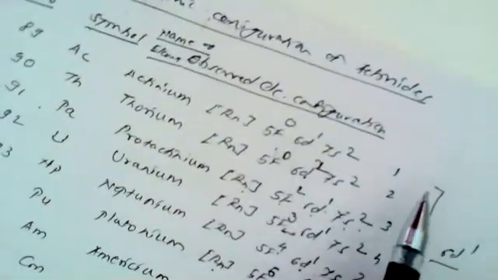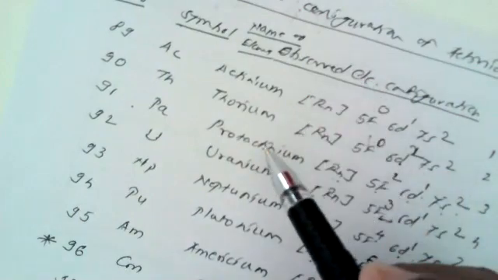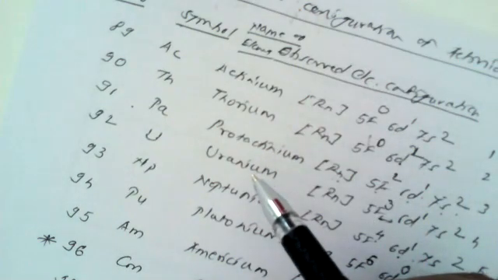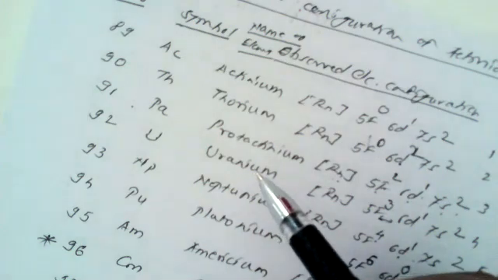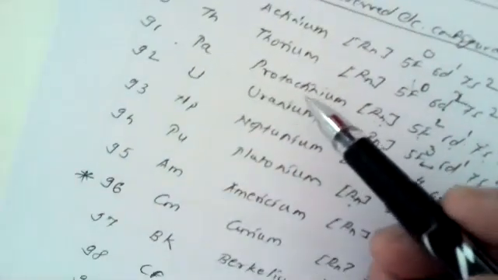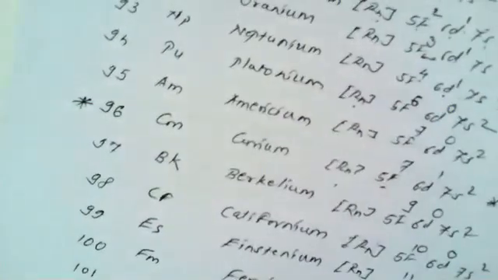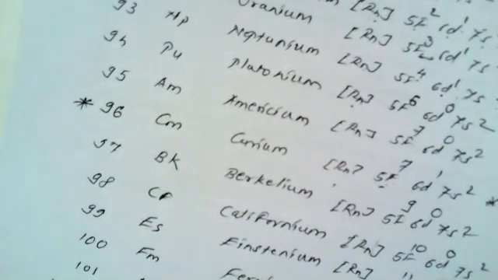Again, I'll give you an alert that only the first 4 members, actinium, thorium, protactinium, and uranium, occur naturally. All the remaining members do not occur naturally, but they can be synthesized artificially, that is from neptunium to lawrencium. These are the man-made elements present in the actinide series.